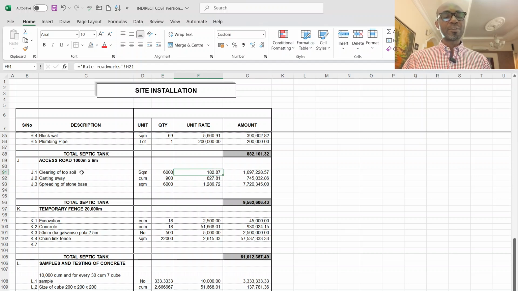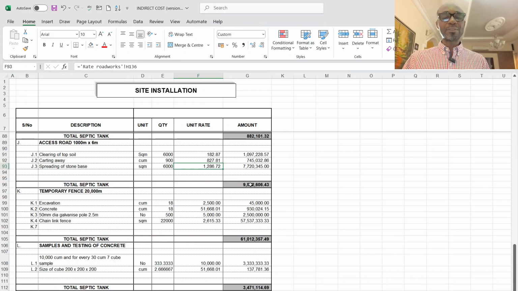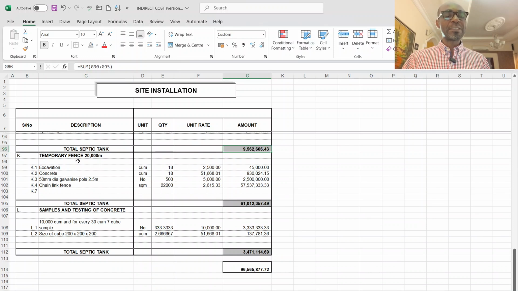Clearing of the topsoil is going to be at 182 naira per square meter. Cutting away of those at 900 cubic at this. Then spreading of stone base is going to be at this. It's going to cost 9 million. Then temporal fencing, 20 meter length. After determining the 20, then the excavation and all is going to cost.